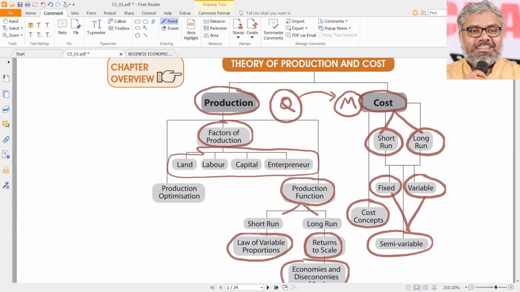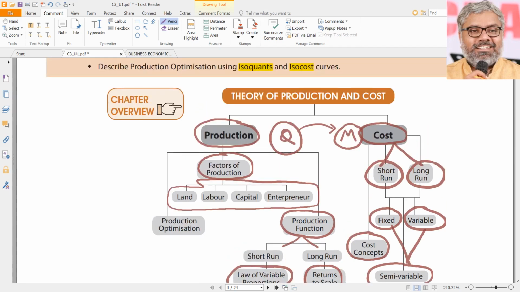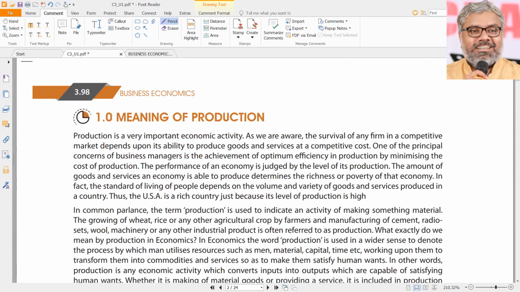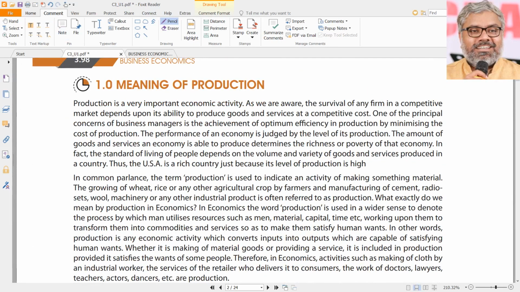We'll come to that later, but all the cost things are related to money. Production things are all related to quantities. That has to be kept in mind when we talk about theories. When we just talk about generally what is production, what is land, what is labor, so many general items are there before we actually enter into the theory of production. So let us start with the understanding of what is the meaning of production first of all.